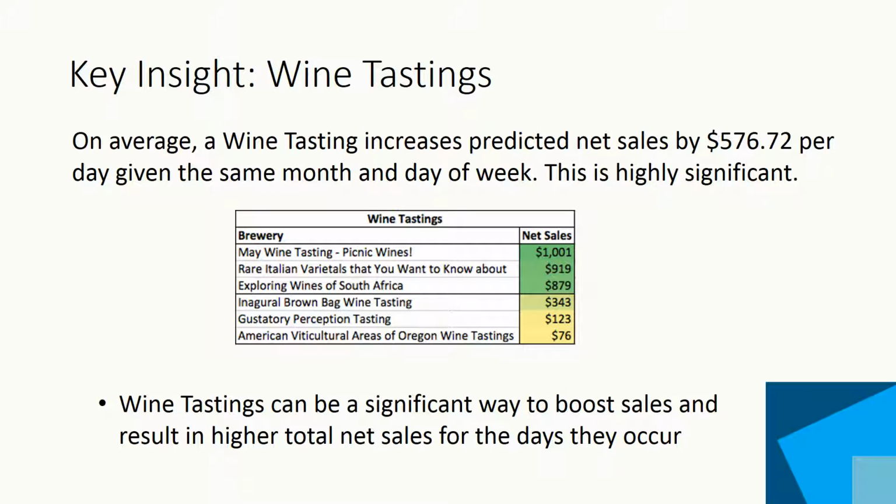Another highly significant event were the wine tastings. Based on the model, on average, we predicted that wine tasting events would increase predicted net sales by $576.72. So wine tastings can be a good way to boost the Dram Shop sales, and obviously this could result in higher total net sales for the days that they occur.